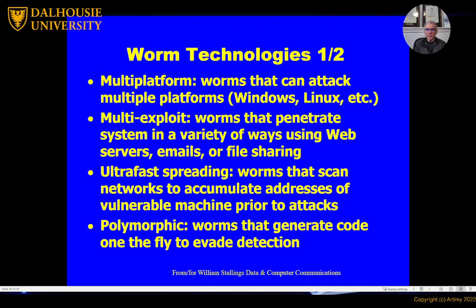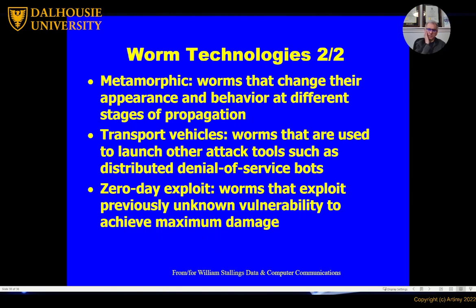And the polymorphic worms are the ones that can change their code so that they always evade detection. All the antivirus, anti-worm, or anti-malware detection software rely on the fact that there is a signature, a specific pattern in the code for each one of these viruses or worms, and try to find it. But now the worms are getting smarter, they change that signature so they evade detection. Metamorphic, we saw that before with the viruses, same as viruses, they change their appearance and they change their behavior.